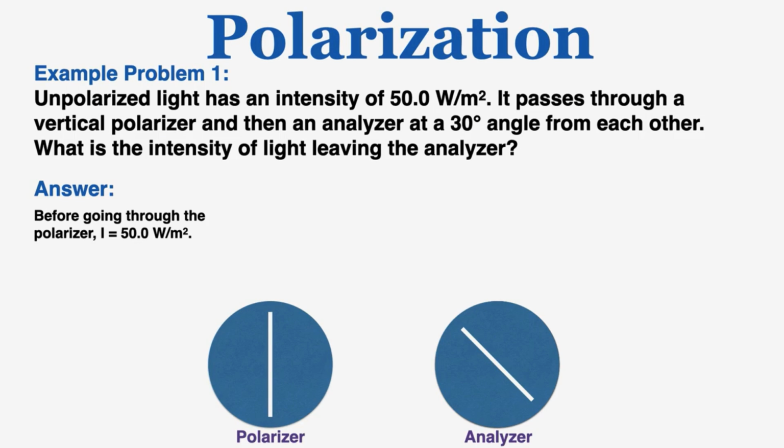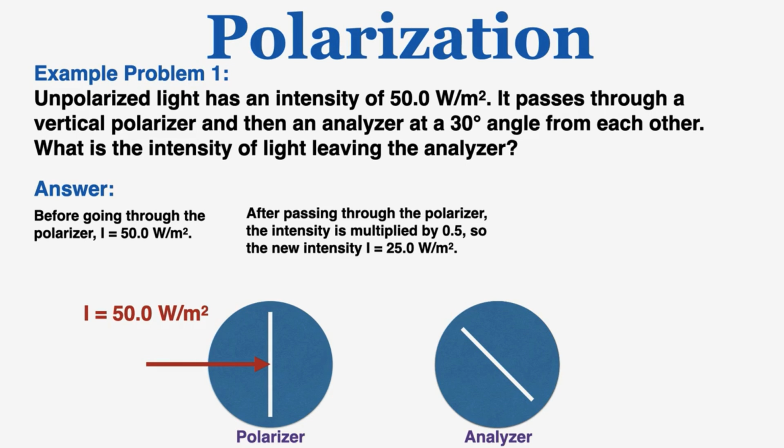Before going through the polarizer, the intensity is 50.0 watts per meter squared. After passing through the polarizer, I remember that unpolarized light being polarized is always multiplied by 0.5, by 1/2. So the new intensity I is equal to 25.0 watts per meter squared. The polarizer always multiplies the intensity by 0.5, and that's probably the most common thing that students forget when they're doing these problems. They'll often just assume the light doesn't lose any intensity in the polarizer and record the intensity as the same before and after. But it's actually always multiplied by 0.5 when it goes from unpolarized light to polarized light.